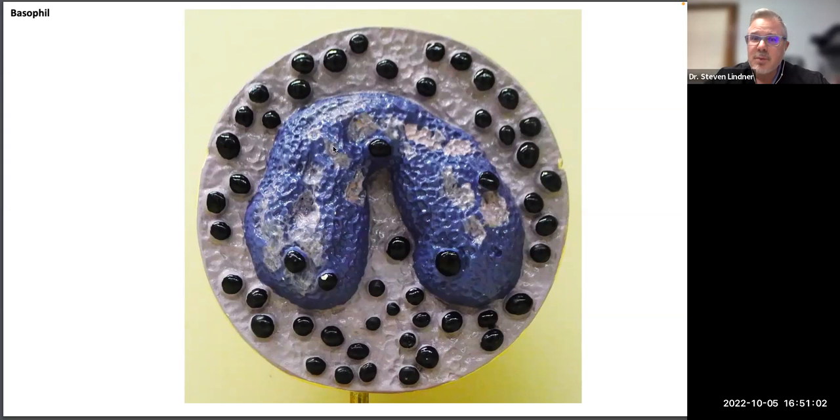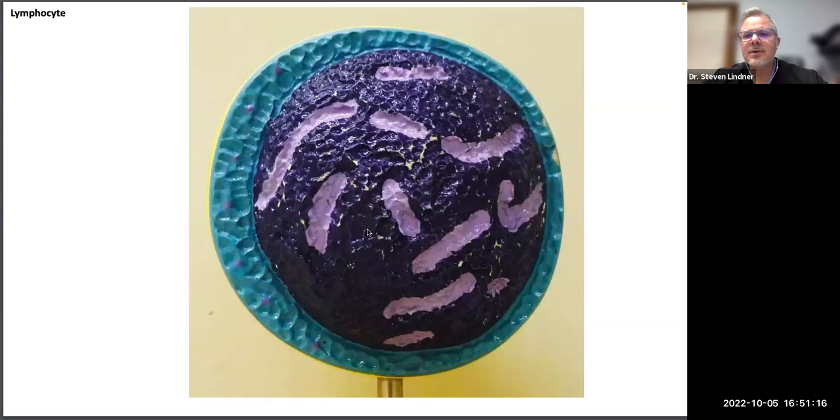Typically under a microscope, the nucleus here would be somewhat obscured and difficult to see due to the dark nucleus plus the dark granulations covering the nucleus. So this is just the model, okay, but that's a basophil. Here's our lymphocyte, where the nucleus is pretty much as large as the cell itself. It occupies that same amount of space.